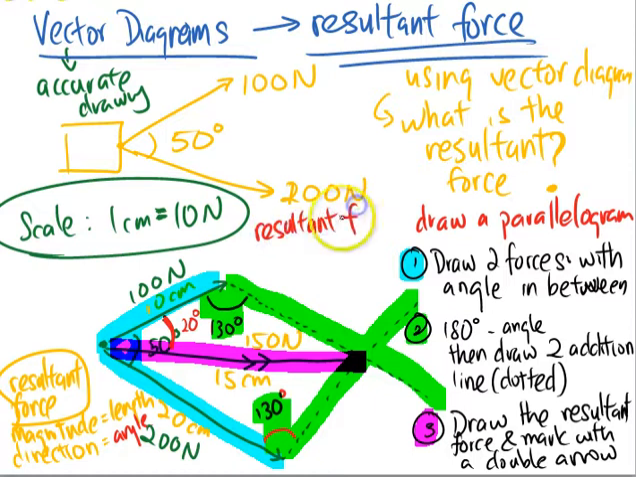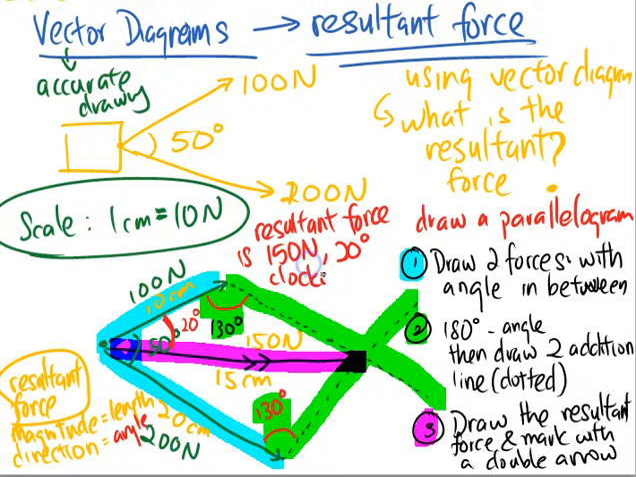Resultant force is 150 newtons, 20 degrees clockwise from the 100 Newton force. You can see here the magnitude is 150 Newton. The direction is here, 20 degrees clockwise from the 100 Newton force. So this is one example of drawing a vector diagram.